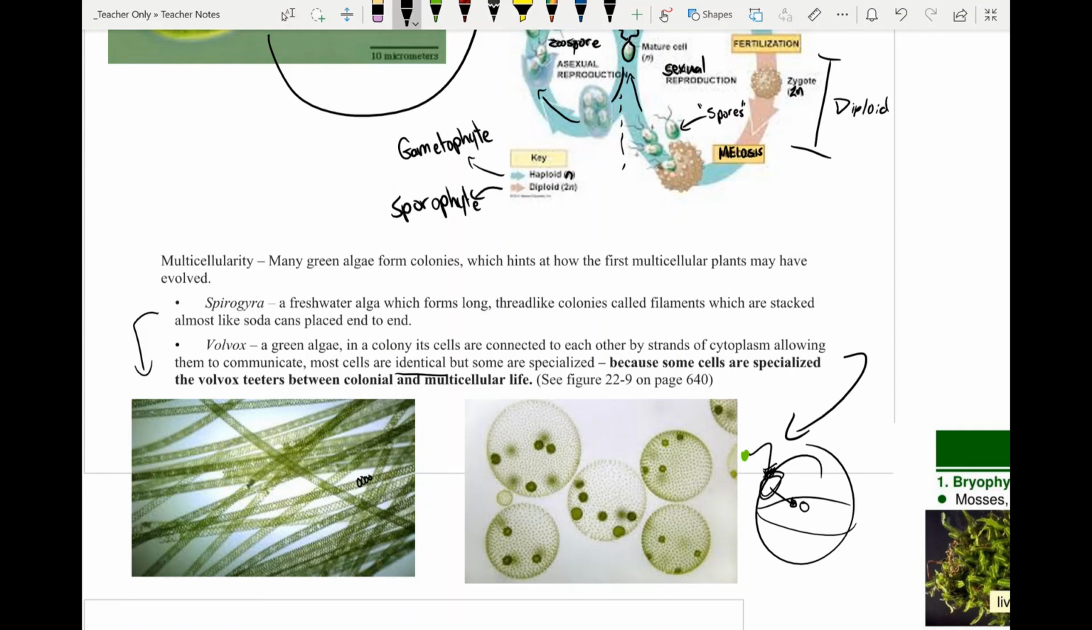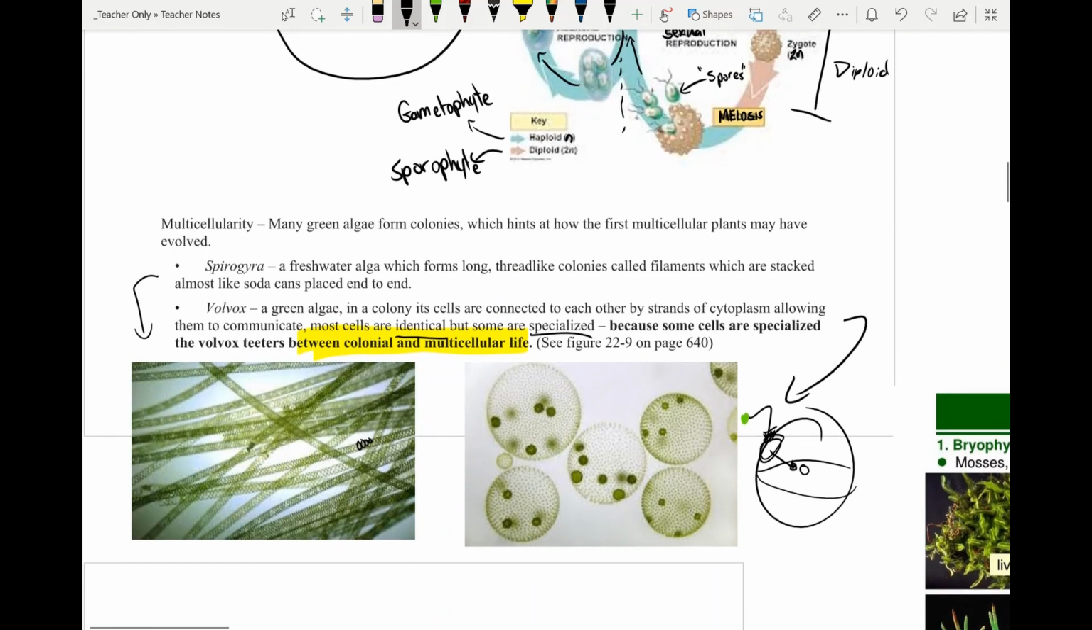So because of this, most of the cells are identical, but some are specialized. And because some cells are specialized, this sort of teeters on this multicellular life to colonial life. This is sort of what we can expect like a pre-sponge to be like. So how sponges had cells that could change their jobs, this is kind of the same thing. Each organism within the colony is technically its own, but because they're specialized, they're also sort of considered maybe one.